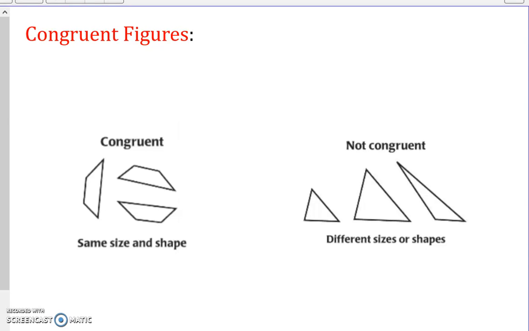Hello everyone. Today we're going to be talking about congruent. And for something to be congruent, it's pretty obvious and it's written right here. For any shape to be congruent, it must be exactly the same size and exactly the same shape. Although all of these are triangles, they're different, therefore they're not congruent.